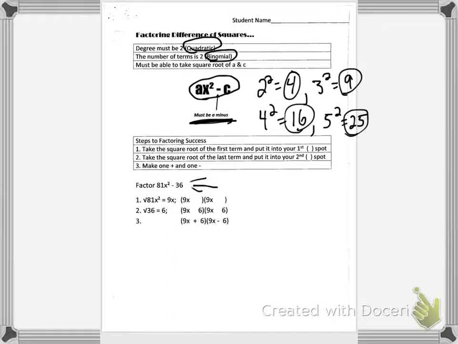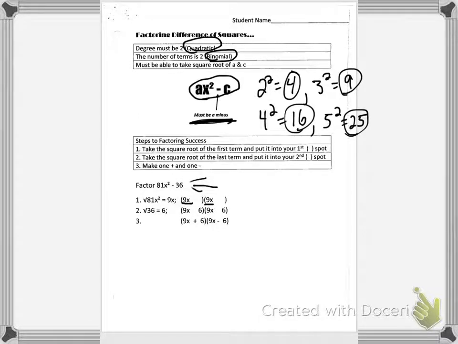So step 1, I'm taking the square root of my first term. So I'm taking the square root of 81x squared. When I take the square root of 81x squared, that gives me 9x. So like on step 1, it says take the square root of the first term and put it into your first parenthesis spot. So that's what we did right here. Took the square root of 81x squared, which was 9x, and put 9x in both sets of my parentheses in the first slot.